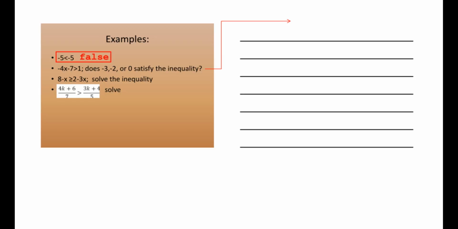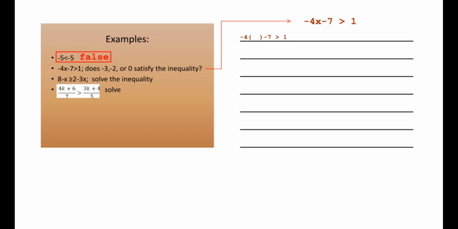So now let's try the one that follows. Notice our inequality. It says -4x minus 7 is greater than 1. And the question is, does -3, -2, or 0 satisfy the inequality? It's just like saying in an equation format, does -3, -2, or 0 satisfy the equation? It'll be the same format. So let's try it out. Keep in mind, you can think of inequalities as having an equal sign rather than a greater than, less than, greater than or equal to, or less than or equal to sign.